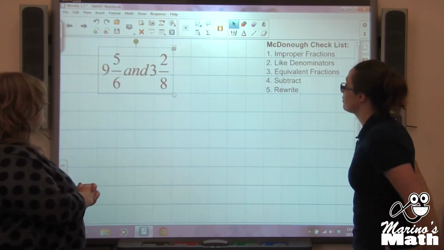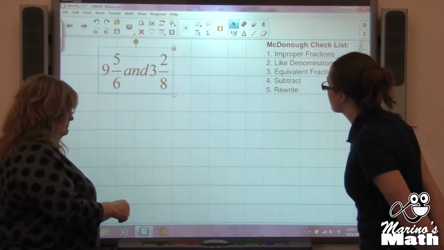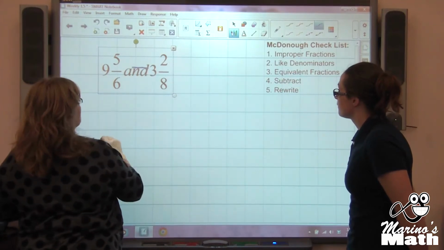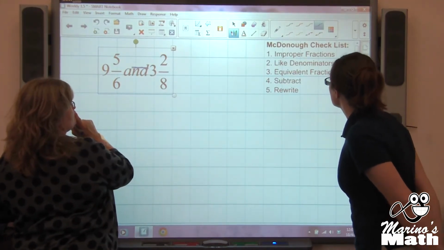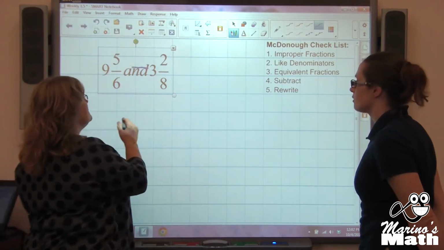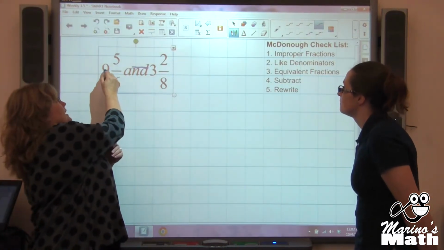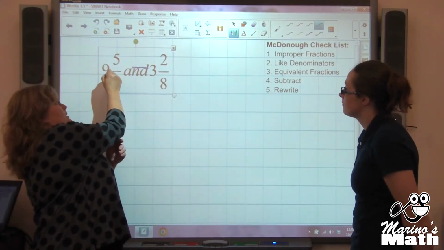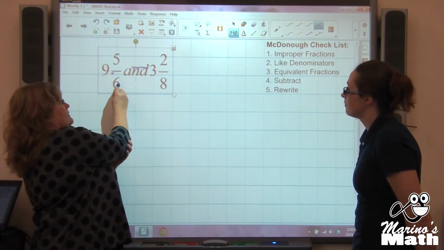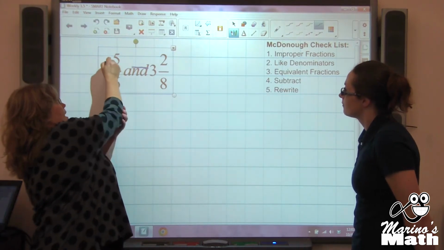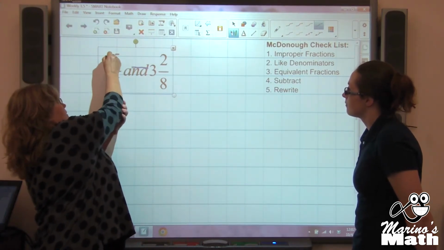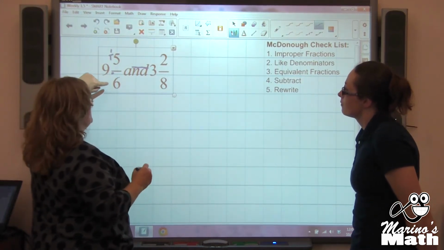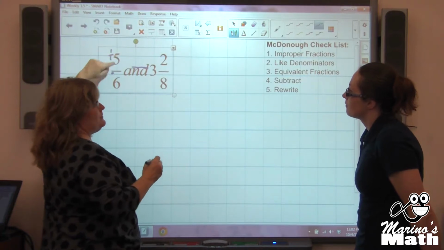All right. Here's our problem again: 9 5/6 and 3 2/8, and we already decided that we're going to subtract. So that's a subtraction problem. So step 1 is writing improper fractions. Can you remind me how to do that? Yeah, you take the integer that's in front of the fraction, and the shortcut method is you multiply it by the denominator of the fraction, and then you add the numerator of the fraction. So in this case, we'd say 9 times 6 is 54, and 54 plus 5 is 59.